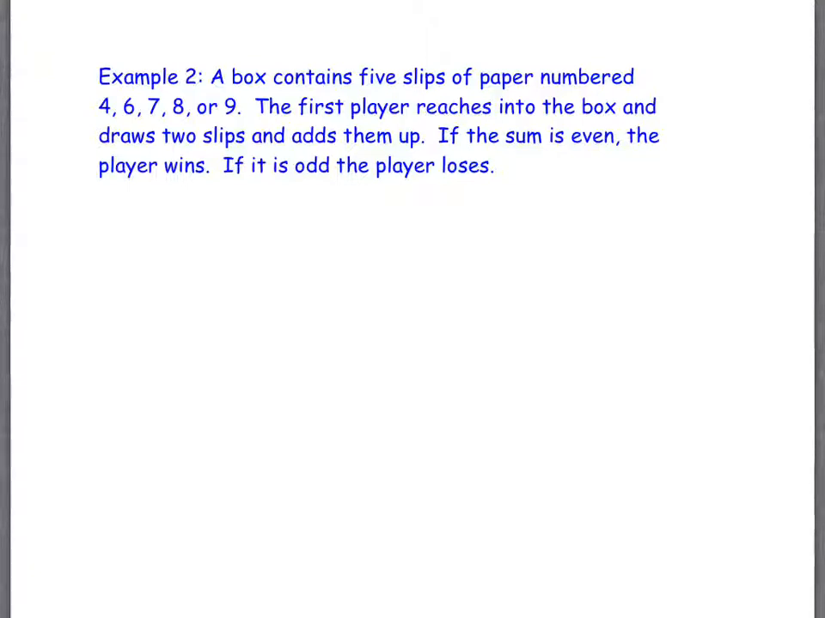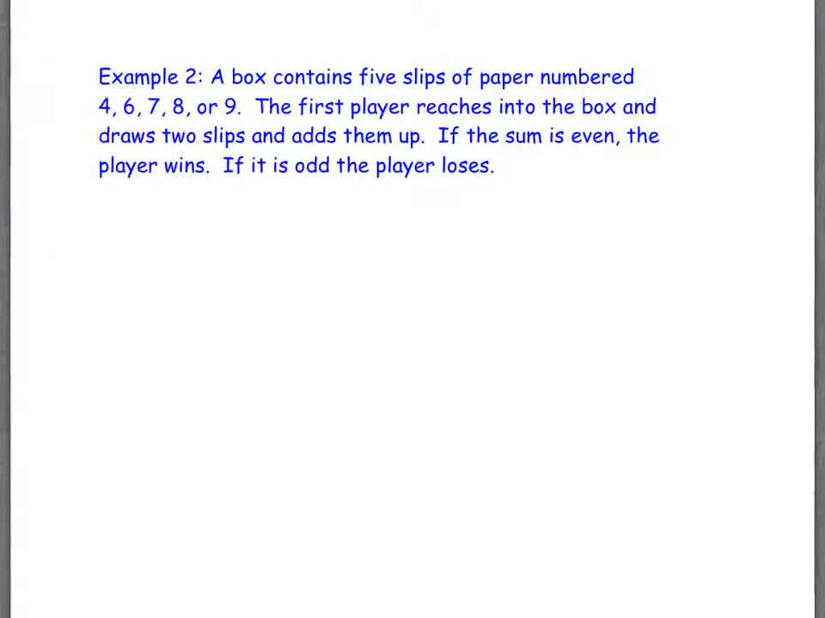We're drawing things out of a box in this one. A box contains 5 slips of paper. The papers are numbered 4, 6, 7, 8, or 9. First player reaches in the box, pulls out 2 slips, adds them up. Okay? And we want to figure out whether we win or lose based on whether or not the sum is even or odd. So what I'd like to do is write down all the different possible sums that we could reach in and pull out.